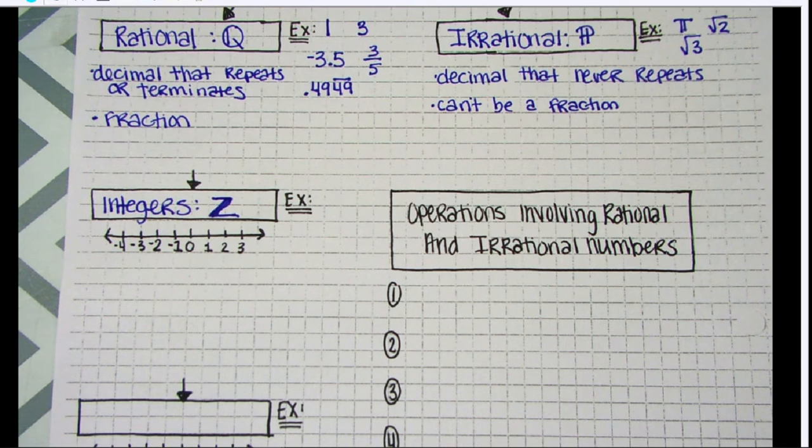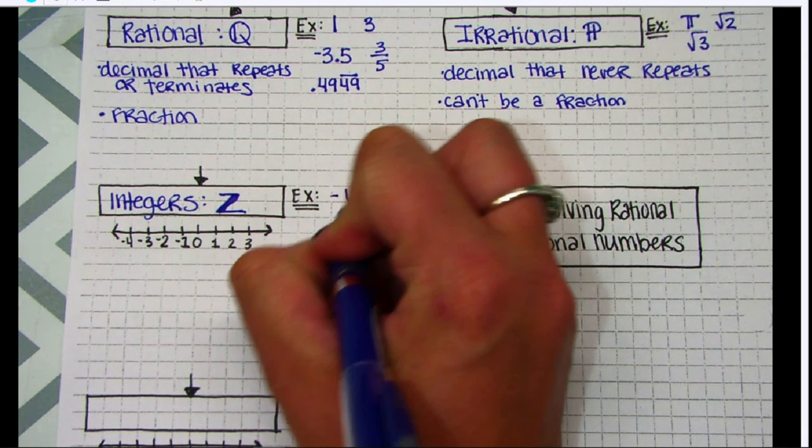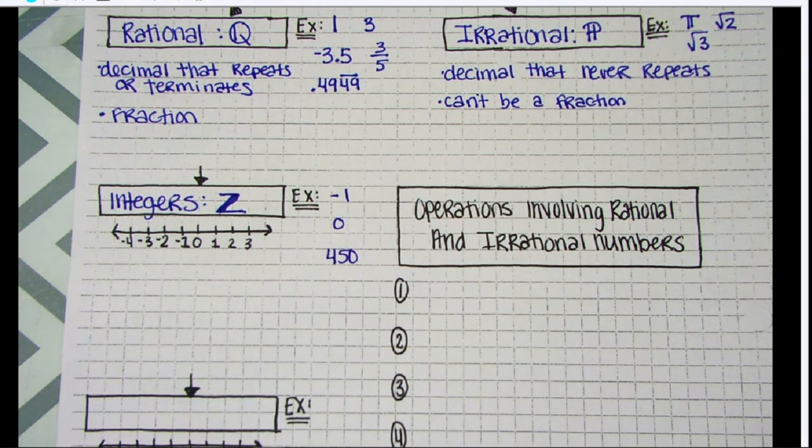Fraction? 0? One of those is right. Integers cannot be fractions. So it can't be a decimal. Right. No decimals. So like -1, 0, 450. Those are integers. No decimals, no fractions.